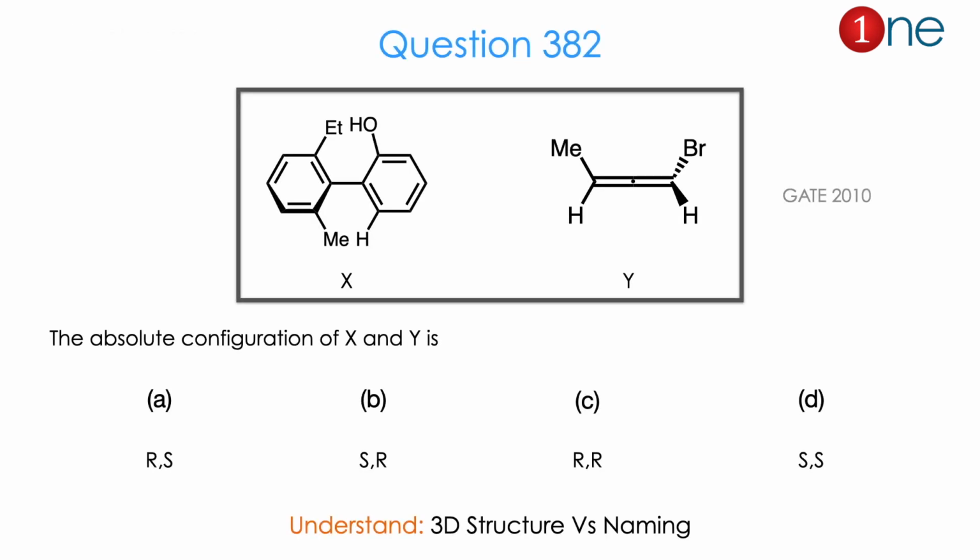Then let us look at the next question. Starting material is a kind of biphenyl compound which has ethyl, methyl and hydrogen and OH attached. The Y1 is an allene attached with methyl, bromine and hydrogen above, hydrogen below. Basically they are asking the configuration of X and Y. So you have to find whether the configuration is R or S. So from the question of different 3D structure and possible RS configuration, you might realize the question is really about 3D structure versus naming. The answer is B. Let us see how.